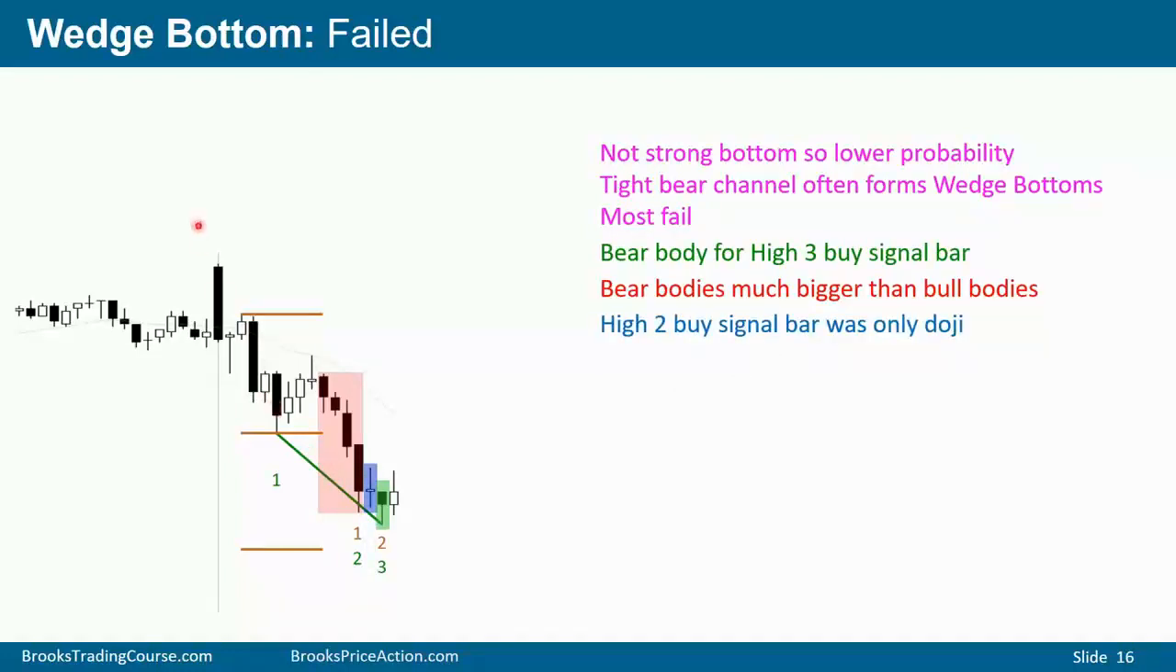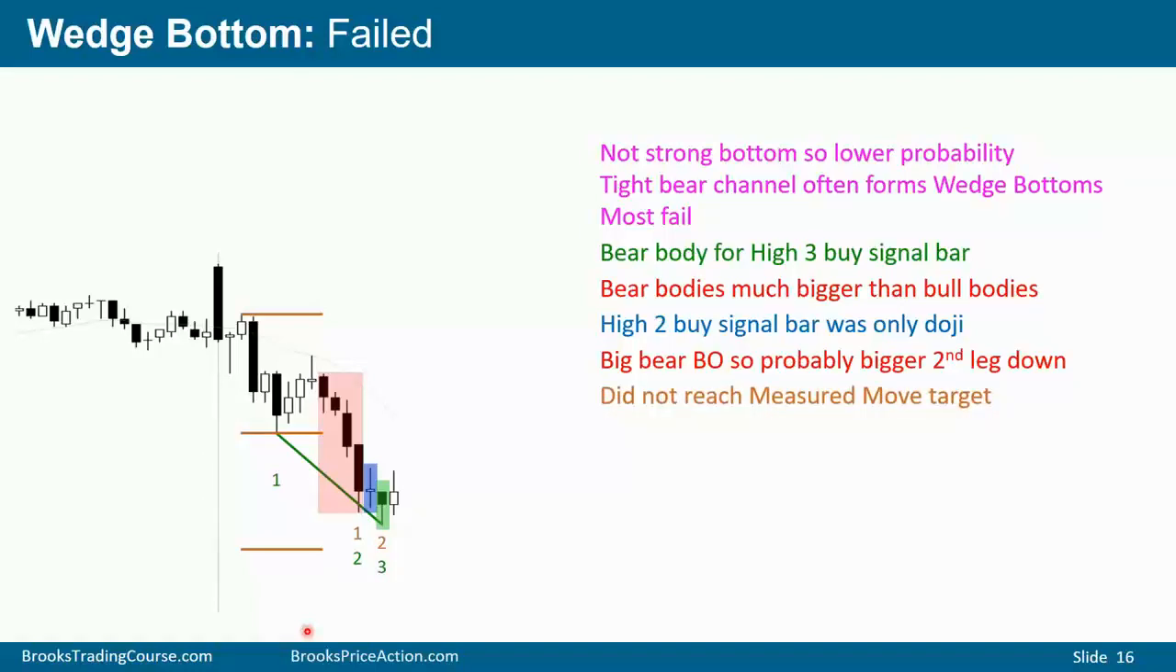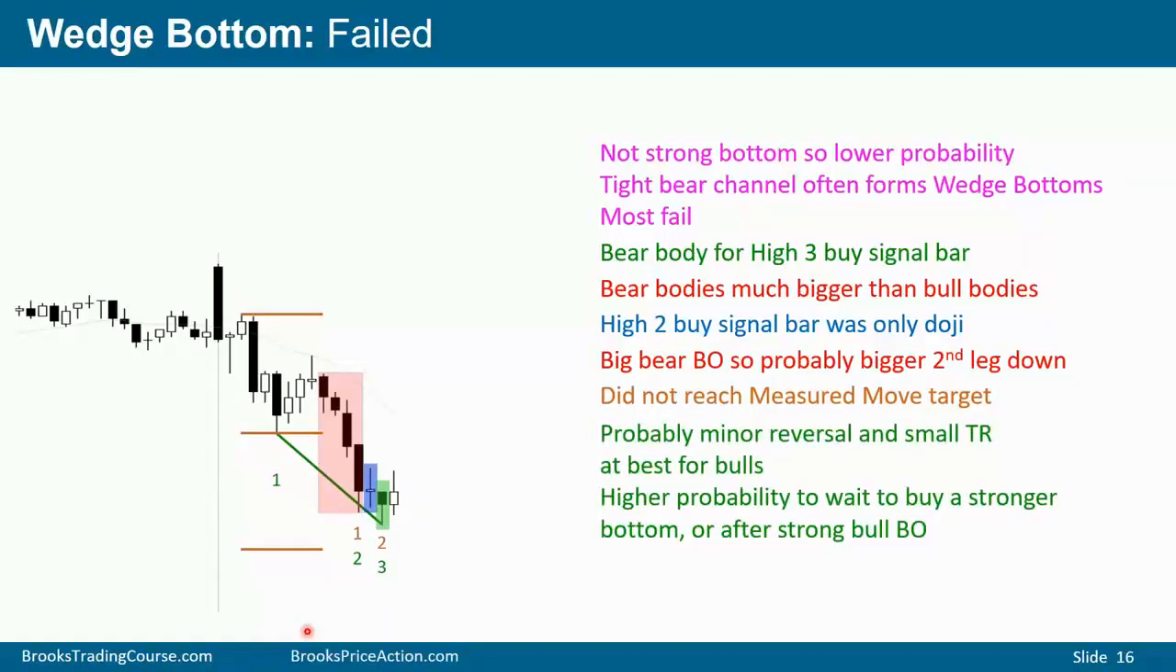Bulls trying to get a high 2, sell off high 1, sell off high 2. They only have a doji. They have another attempt at it here and a bear bar. Big bear breakout, so probably more of a second leg down. Again, higher probability to wait either for a better bottom or a strong reversal up and then buy. Right now, all reversals up will probably fail, become bear flags, and lead to at least a little bit more down.